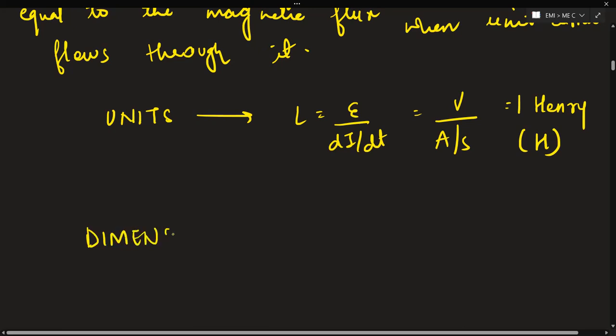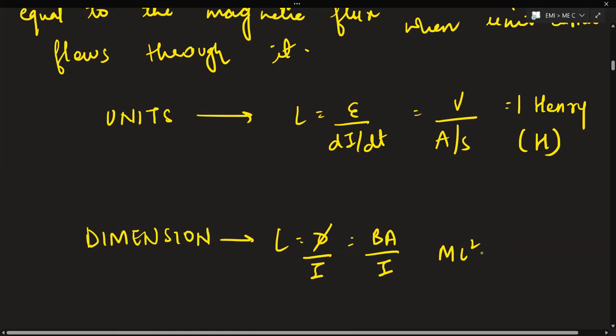And the other thing is the dimension. See, you can calculate the dimension using L is equal to phi by I. If you are not remembering phi, you can use B times A divided by I. Like this, you can find out the dimensions of it. I remember it, so I'm writing it down directly. But anyone who wants me to show these calculations, just let me know. I can show you this. So this is the dimension.